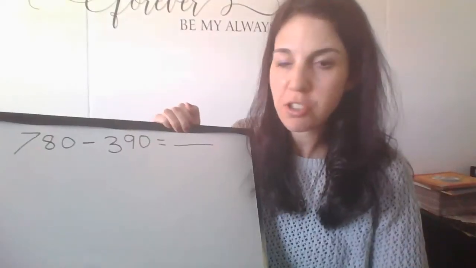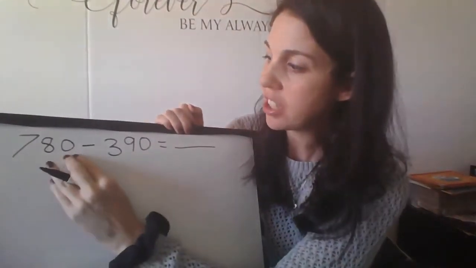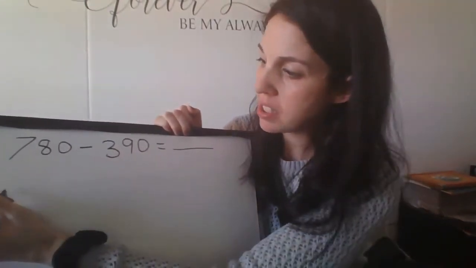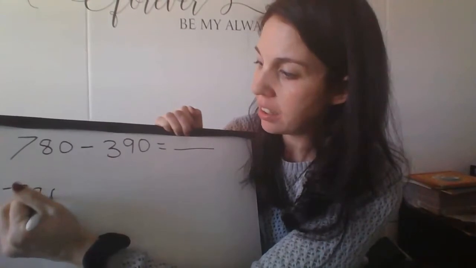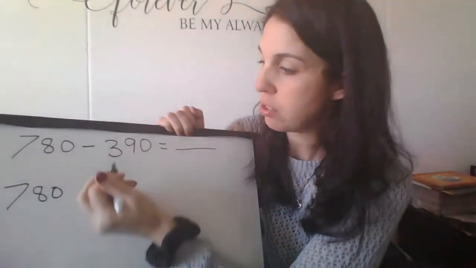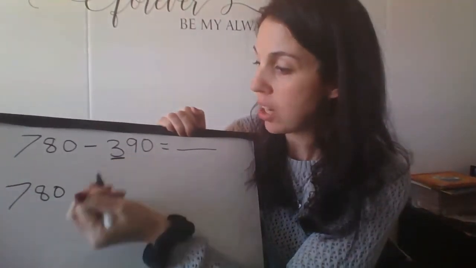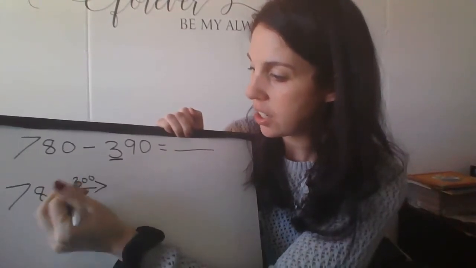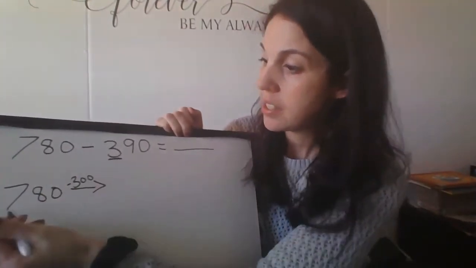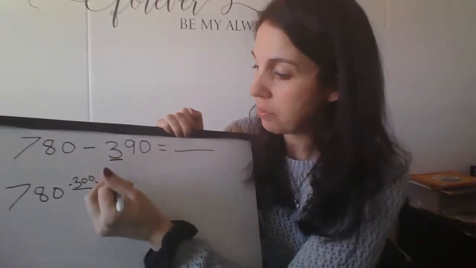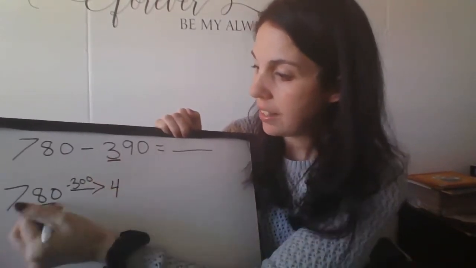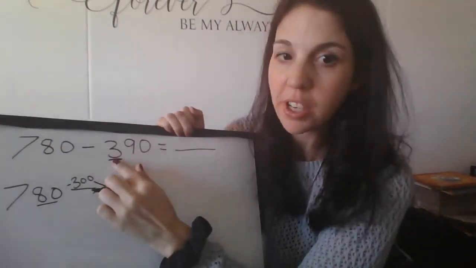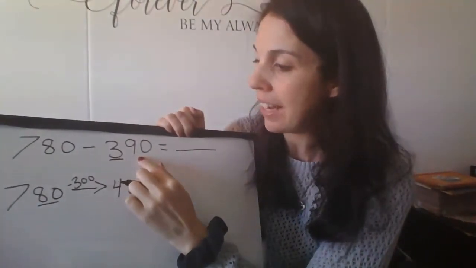Let me show you the arrow strategy one more time. 780 minus 390. So I'm going to start with 780, and I'm going to take away, subtract 300. So minus 300. 7 minus 3 is going to give me 4. And then the 80 just continues. Okay, so I took away my 300. Now I have to take away 90.